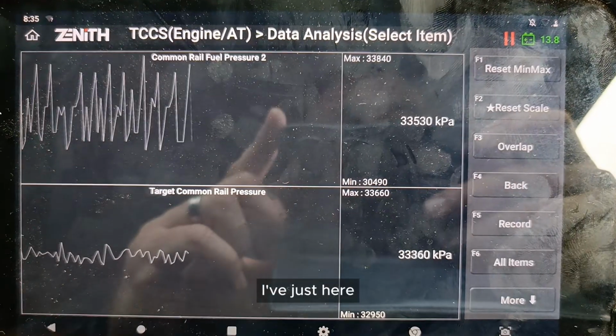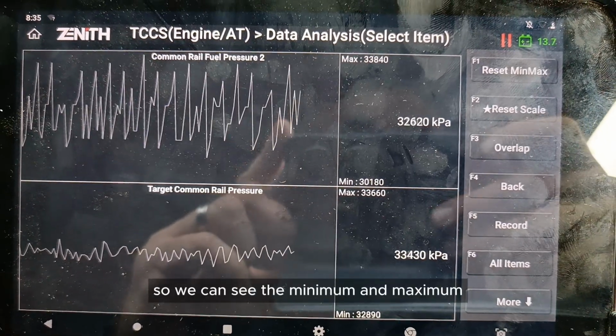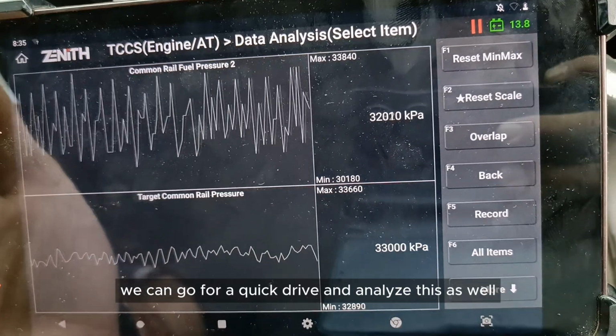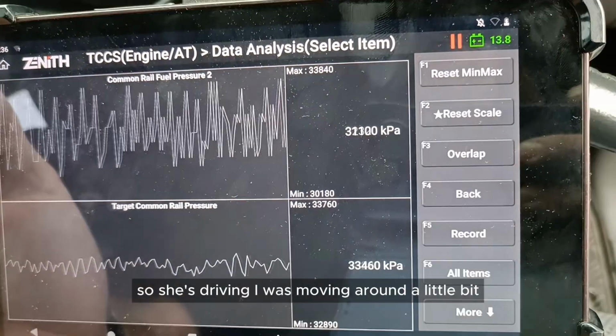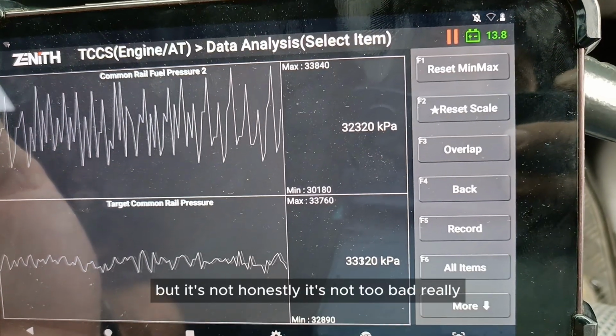So just quickly, I've just here configured this to have a look at target and actual, so we can see the minimum and maximum, and then we can go for a quick drive and analyze this as well, just to make sure it's doing what it wants to do. Suction control valves moving around a little bit, but honestly it's not too bad really.